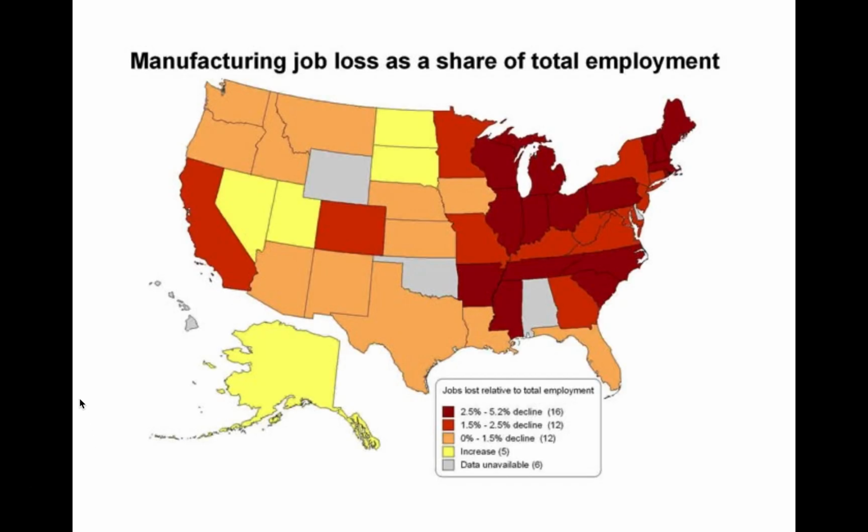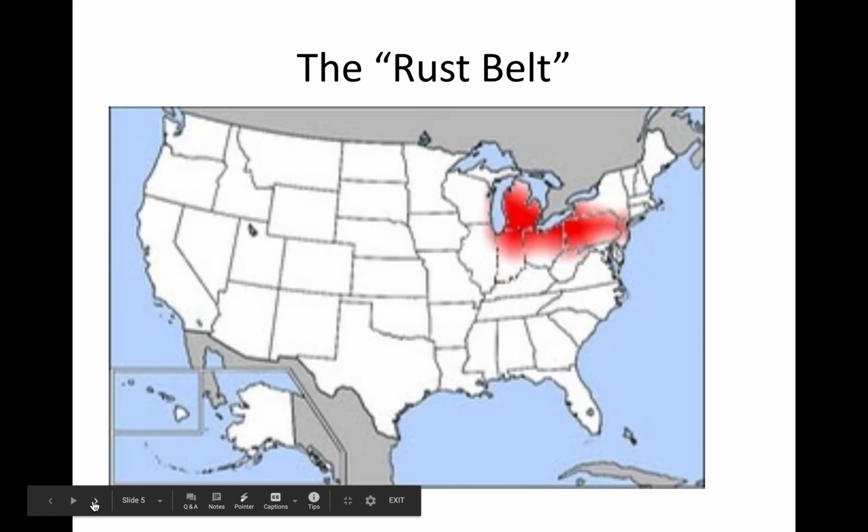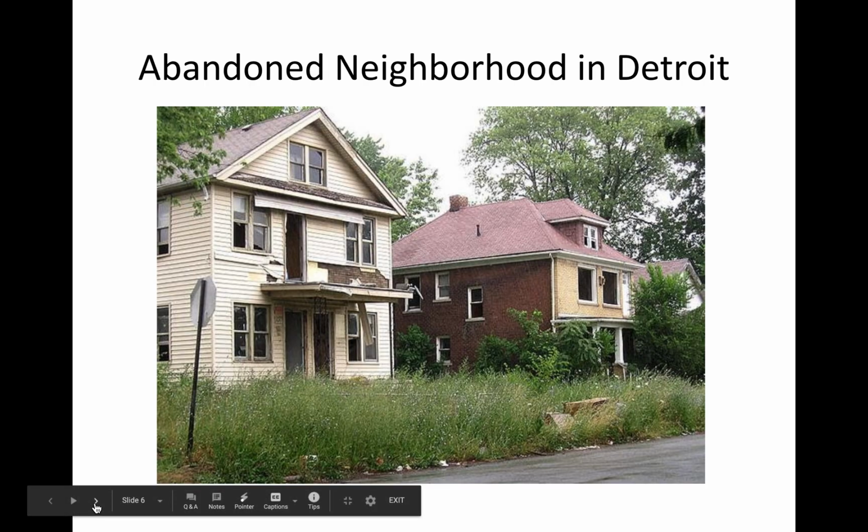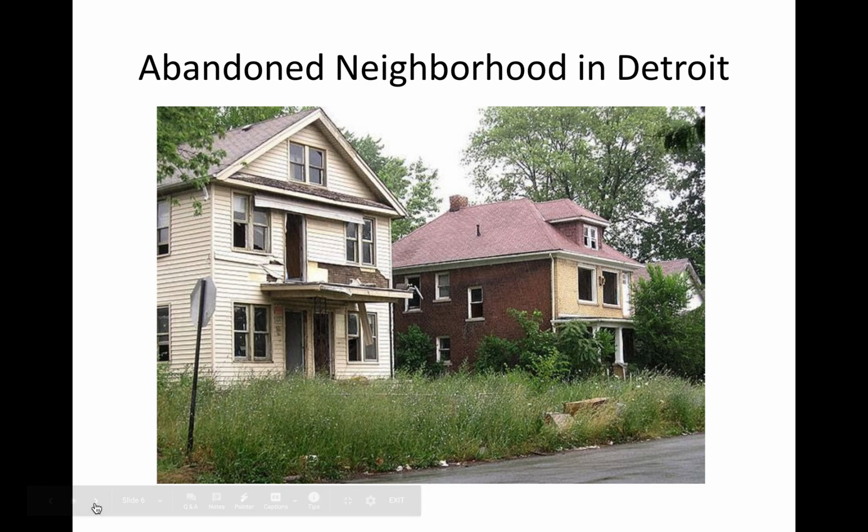We can see the loss of manufacturing jobs. There's the Rust Belt I had spoken of. The Rust Belt, again, used to be known as the Iron Belt, the leading industrial centers in the United States until about the 1950s, and then we see a sharp decline in the 80s, 90s, and 2000s. This has led to abandonment of neighborhoods. One of the most notable is in the city of Detroit, Michigan.